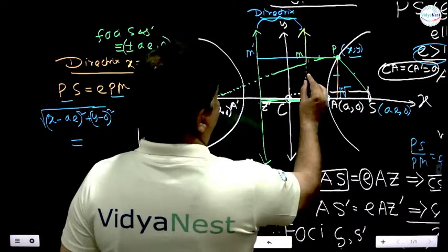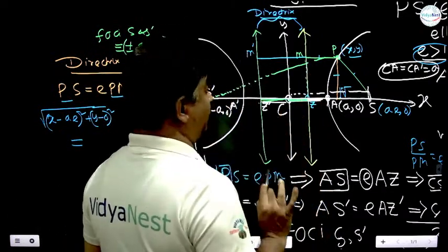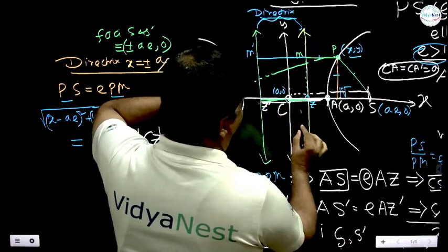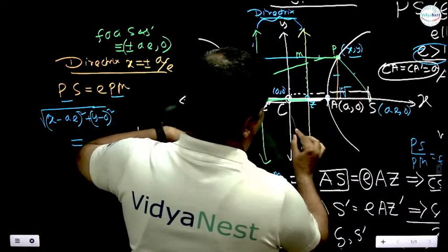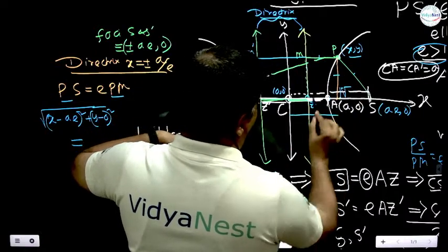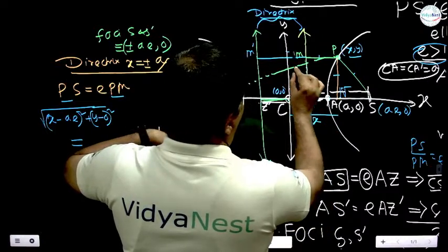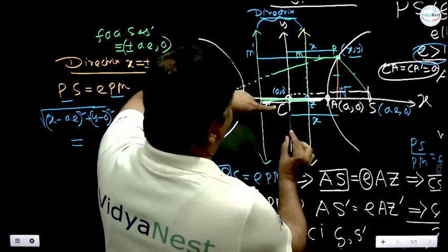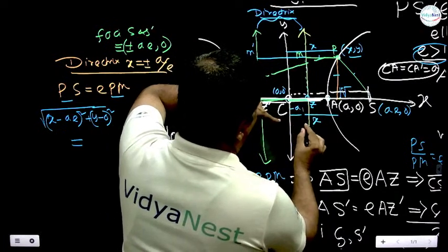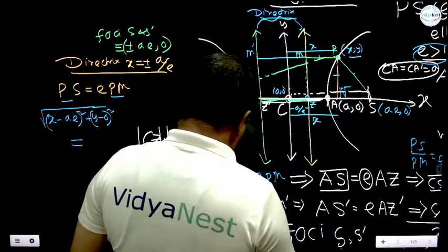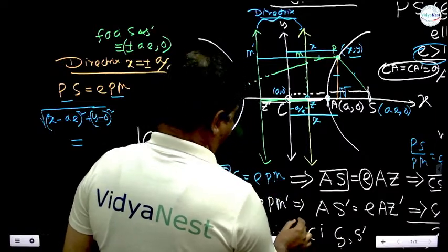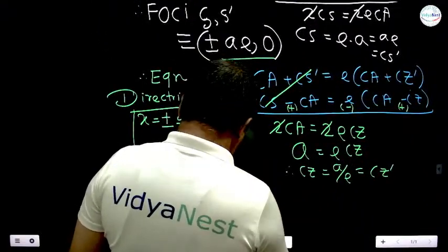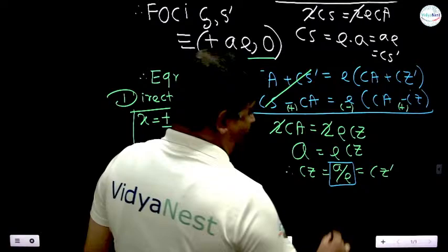PM is, you observe carefully, this is 0 0, that is X. See, this is X component. So this is also X component. Now this length is A by E. Why? Few minutes back you have already got that CZ is equal to A by E. Yes or no?